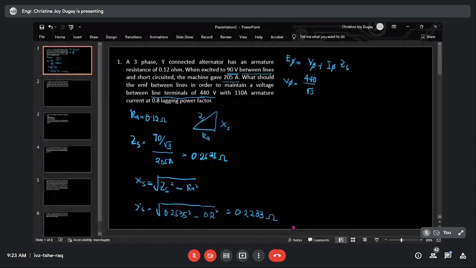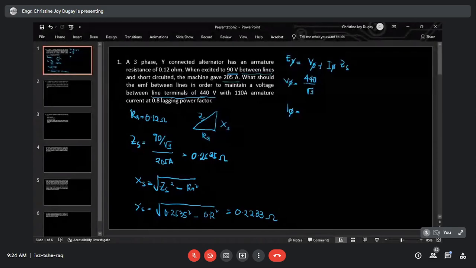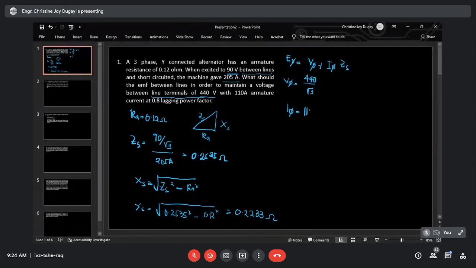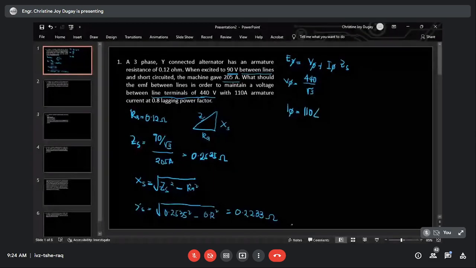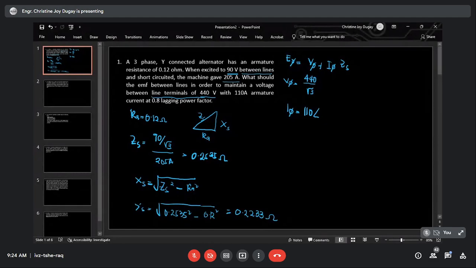So if we're going to solve that, we're going to use E phase is equal to V phase plus yung I phase natin ZS, no? And if our I phase, no? I per phase po natin, anong value ng I phase natin? I phase natin is 110, ma'am. 110, no? 110 ampere. But the question here, what is the angle? Negative 36.86. Ano ang angle natin dito? Oh, yan. According to Mr. Miguel, yata yung nagsasalita, no? Mr. Miguel, ikaw ba yan? Yes, ma'am.